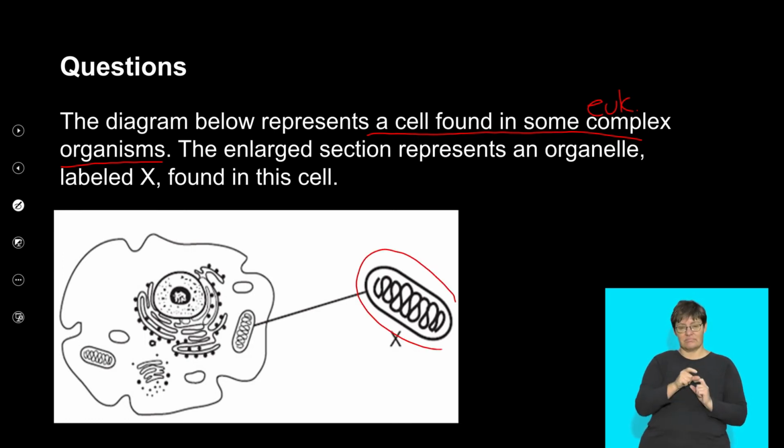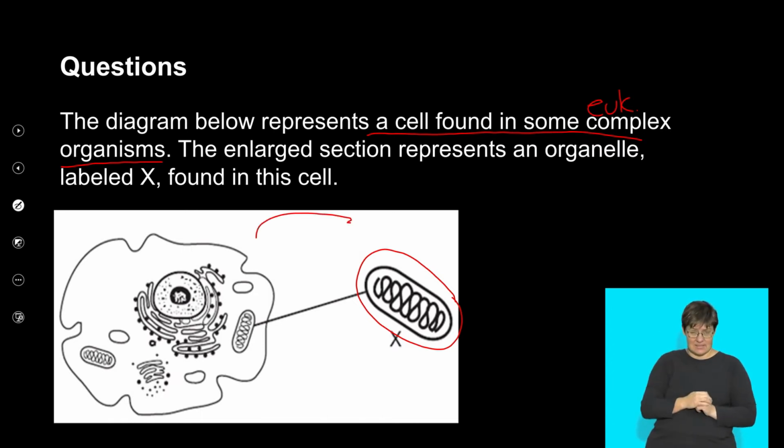The enlarged section represents an organelle. Now, guys, one of the trickiest things you need to do is that very often you're given a diagram and you need to be able to see how the organelle is represented. It says the enlarged section represents an organelle labeled X.